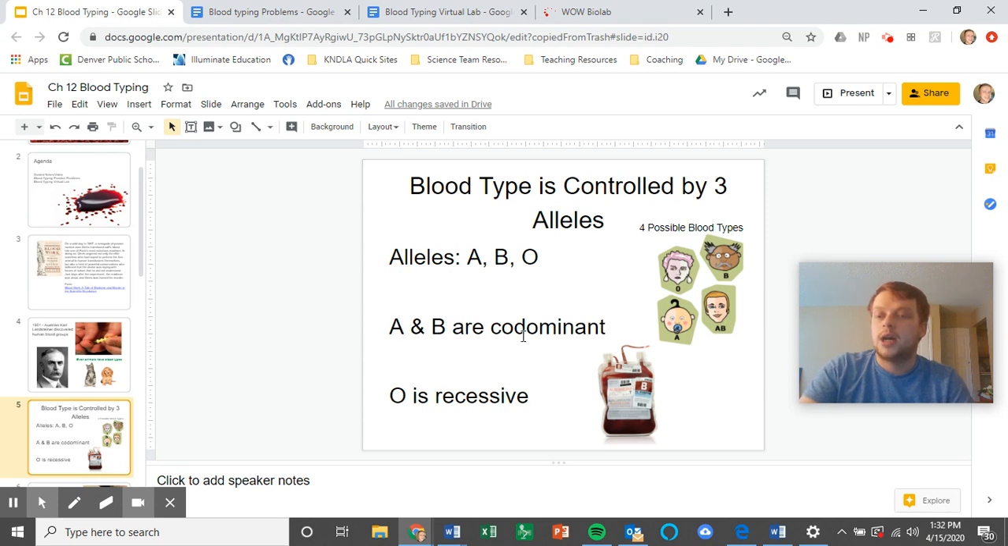A and B are codominant. So if they're both present, then they both display, like you see with this guy here. O is recessive, so you have to have 2 copies of it to have type O blood. And then types A and B are like regularly inherited dominant traits. So if you have one A and one O, you would still have type A blood.